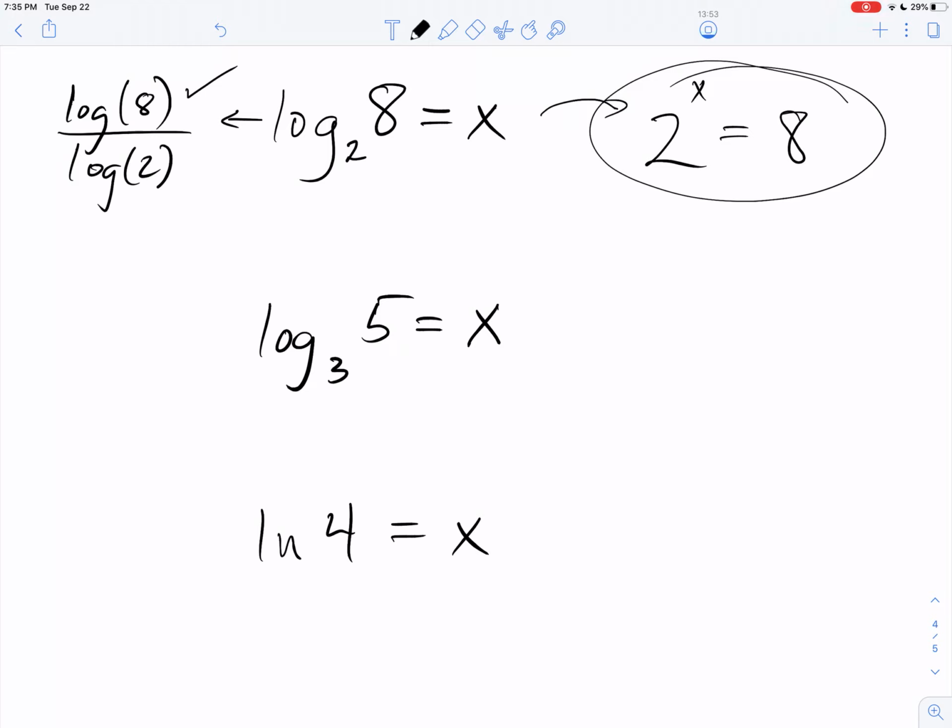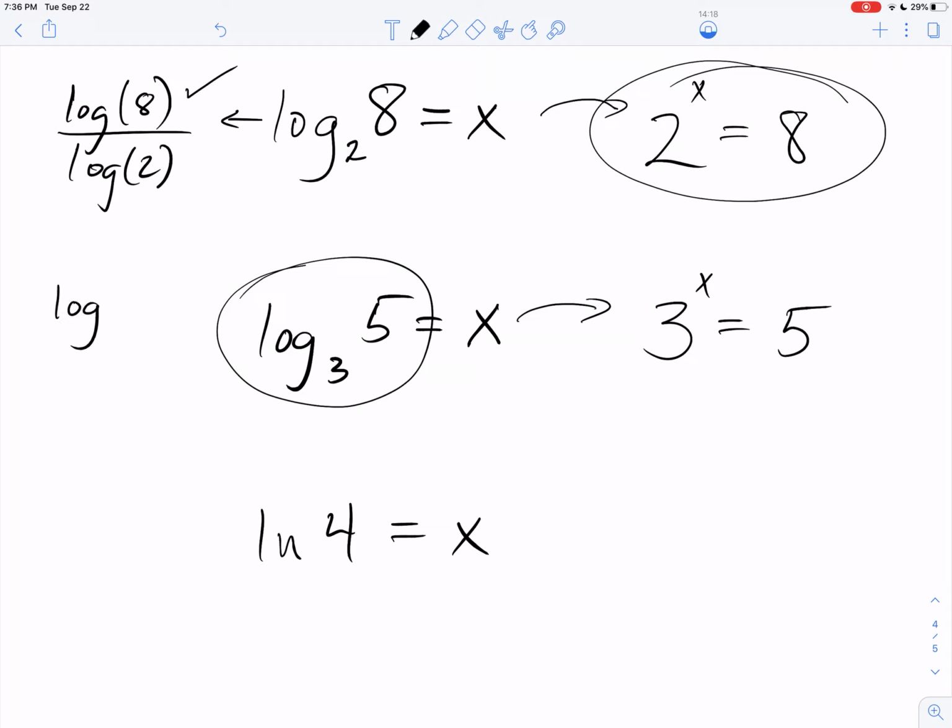Like this one, if I were to rewrite this one, I would say the base stays the base, flip-flop, and then I go 3 to what power is 5? Crap, I don't know. Well, that's because it's going to be a weird number. How do I know that? Well, I also know I could trick my calculator into telling me the answer. What's my calculator want to see? It wants to see the log of 5, but it's got to be divided by the log of 3 because I got to trick my calc. You got the rhythm now.